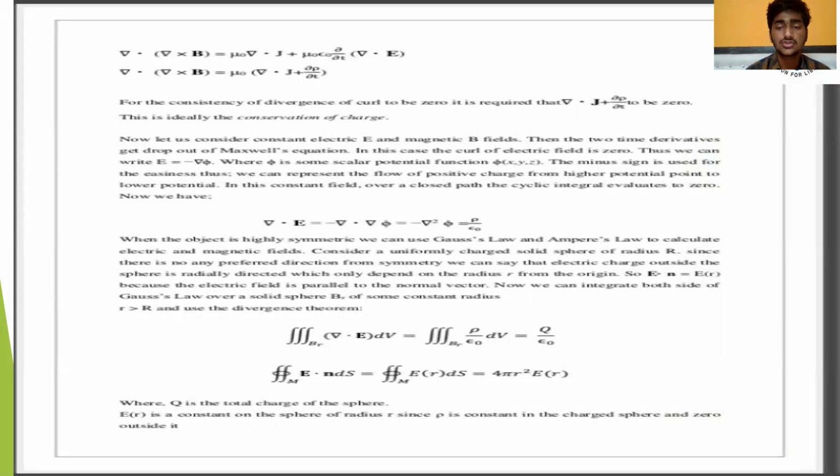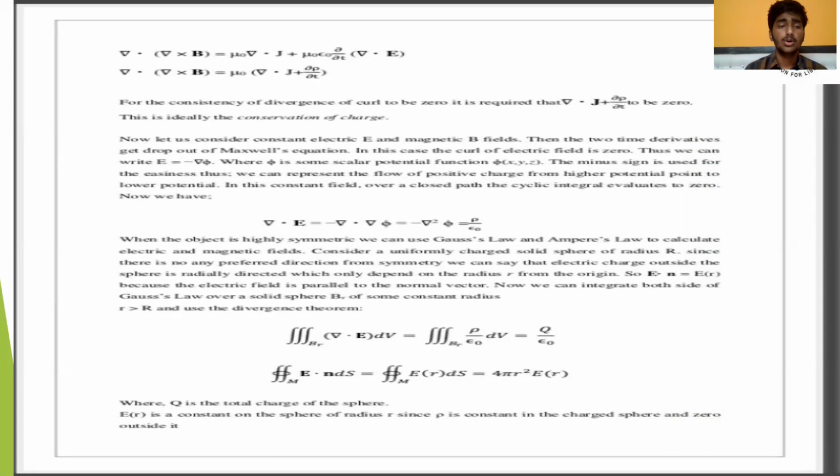Consider a uniformly charged solid sphere of radius R. Since there is no preferred direction from symmetry, we can say that the electric field outside the sphere is radially directed, and only depends on the radius r from the origin. So E dot n is equal to E of r, because the electric field is parallel to the normal vector.